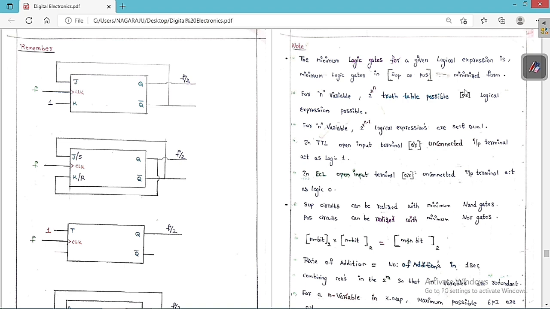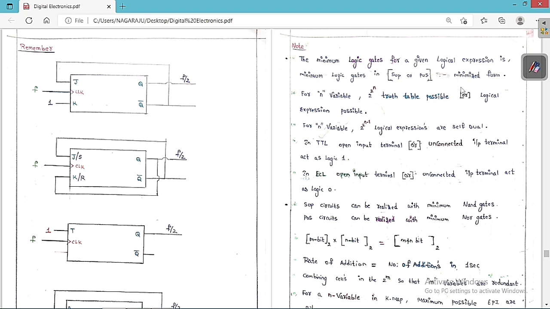So the minimum logic gates for a given logical expression is the minimum logic gates in SOP or POS minimized form.